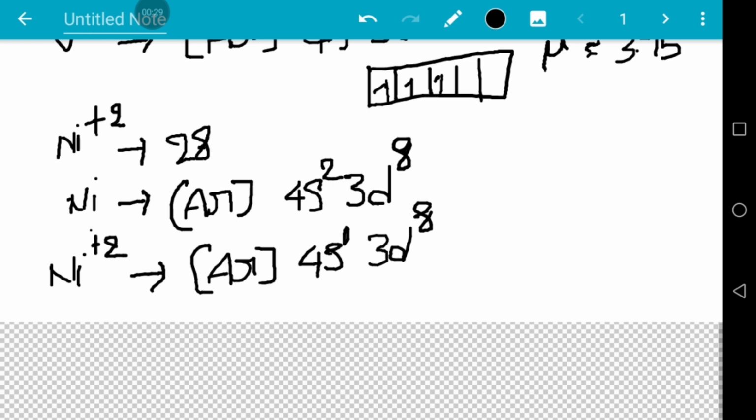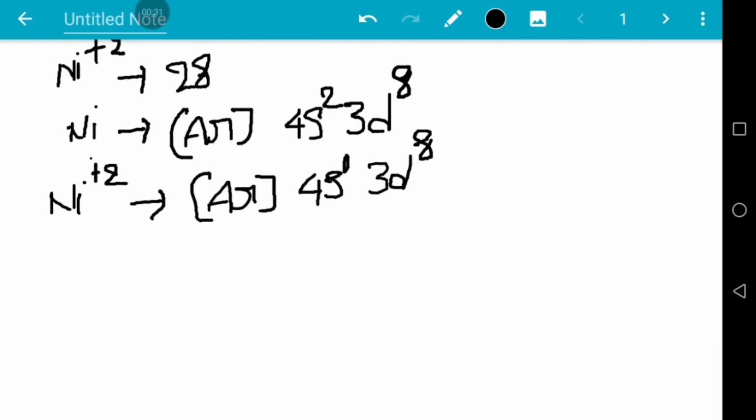So now in 3d orbital, how many electrons are there? 8 electrons are there. So now fill in 5d orbitals, totally 5 d orbitals are there. In these 5d orbitals, we have to fill the 8 electrons according to Hund's rule. If you fill one electron each, we fill 1, 2, 3, 4, 5 and again pairing 6, 7, 8. So totally now how many unpaired electrons are there? 2 unpaired electrons are there.